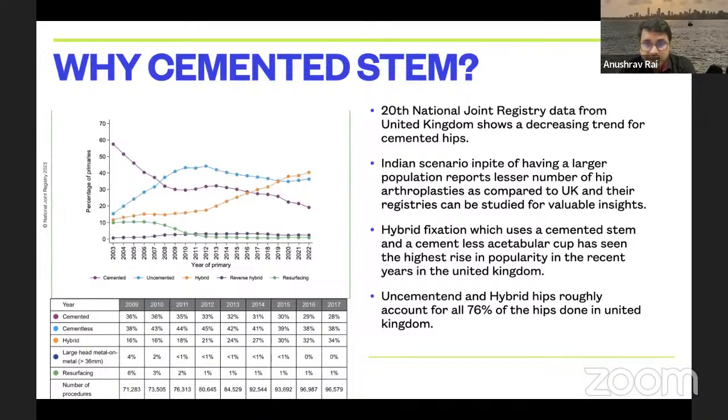The 20th National Joint Registry data of the United Kingdom shows a decrease in trend of cemented hips. The Indian scenario, in spite of having a higher population, reports a lesser number of hip arthroplasties as compared to the UK, and their registries can be studied for valuable insights.